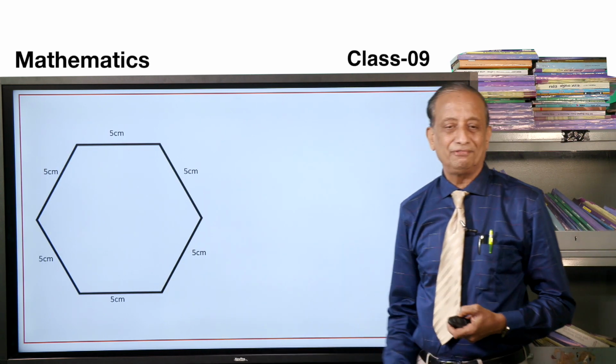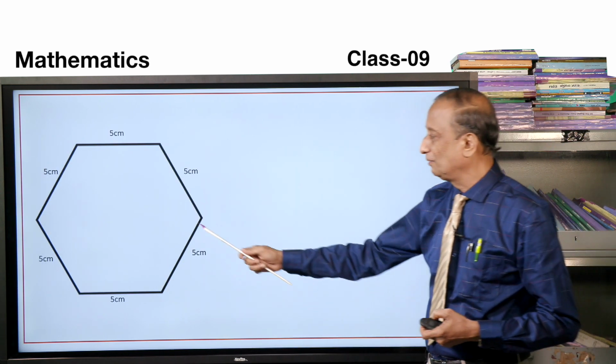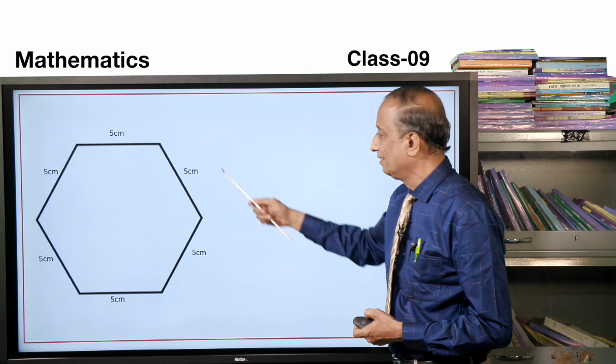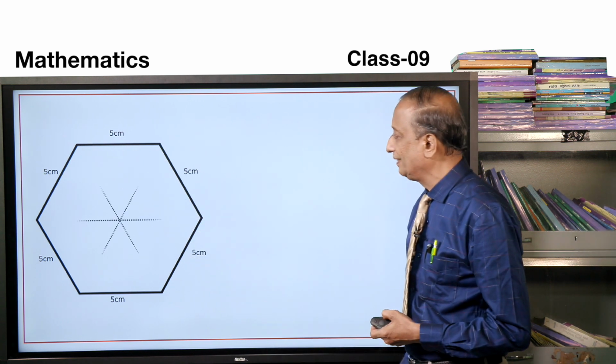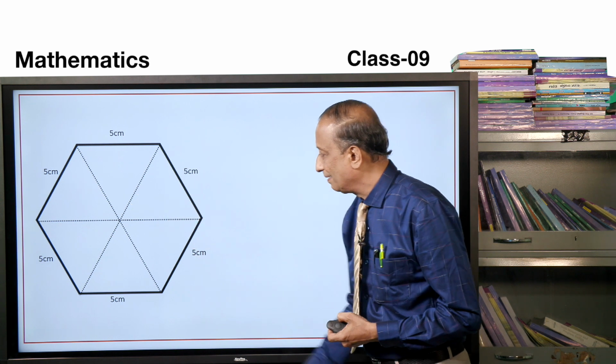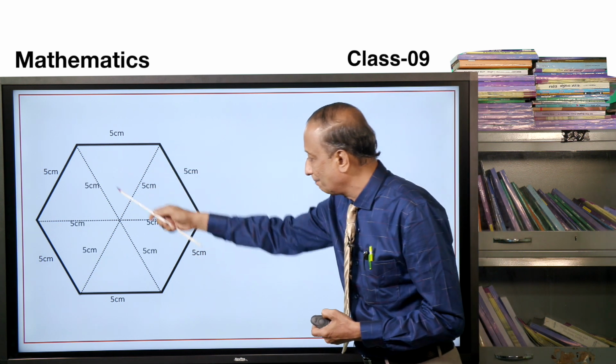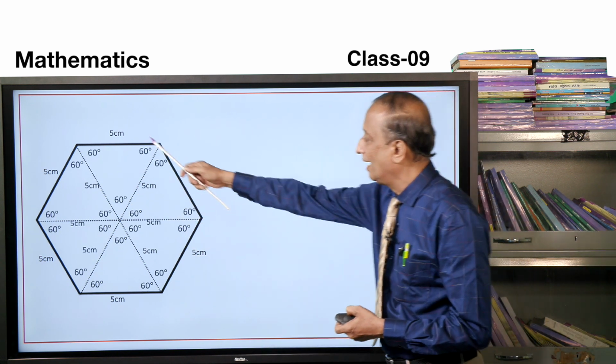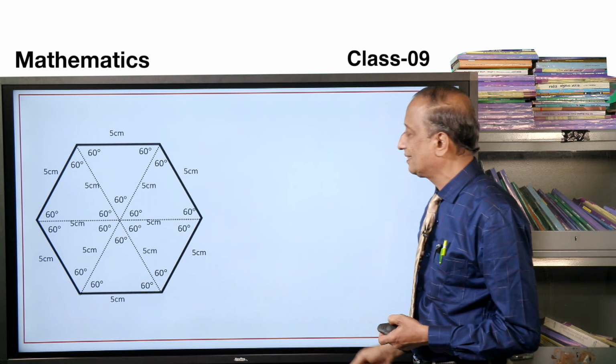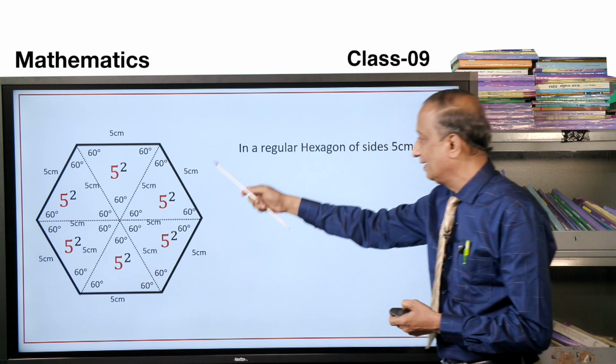Okay, with this information, I think we can attend to the problem. Here is a regular hexagon. So you just draw all the diagonals, and we know the diagonals bisect each other. Therefore, each segment has to be 5 centimeter and each interior angle is 60 degree. 6 equilateral triangles are there.